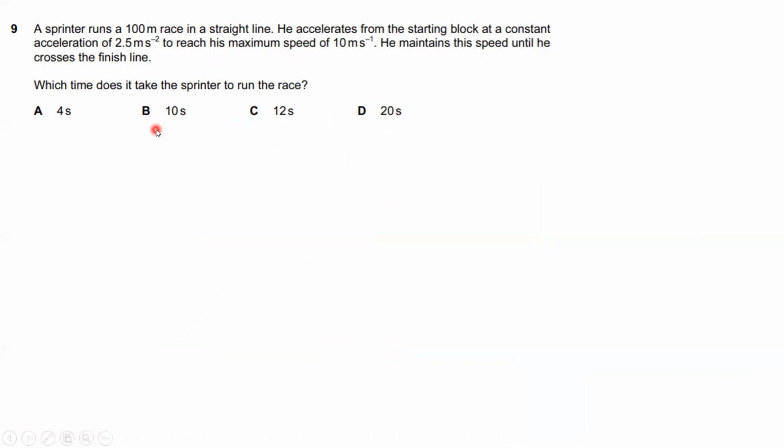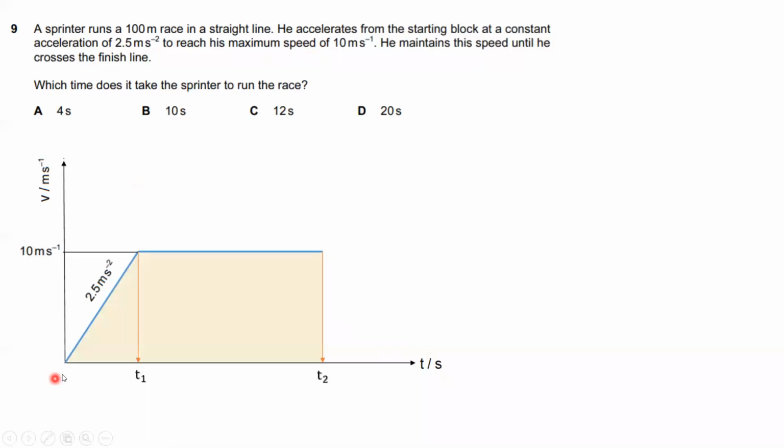Question 9. A sprinter runs a 100-meter race in a straight line. He accelerates from a starting block at a constant acceleration of 2.5 meters per second squared to reach his maximum speed of 10 meters per second. So he starts from 0 and accelerates at 2.5 meters per second squared until he reaches 10 meters per second. Then he maintains 10 meters per second until he finishes the race.